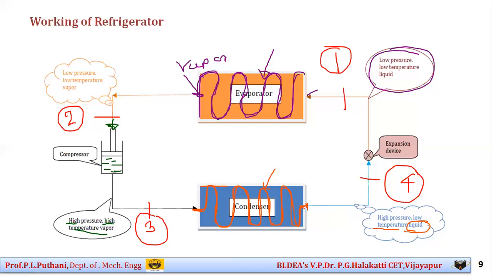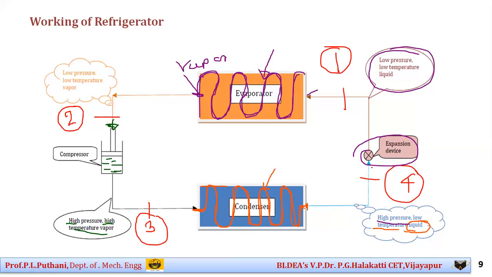But there is no change in the pressure, students. The pressure remains the same. It is at higher pressure conditions itself. So now the refrigerant, a high pressure, low temperature liquid refrigerant, enters through an expansion device at point 4. This is the expansion device, students.